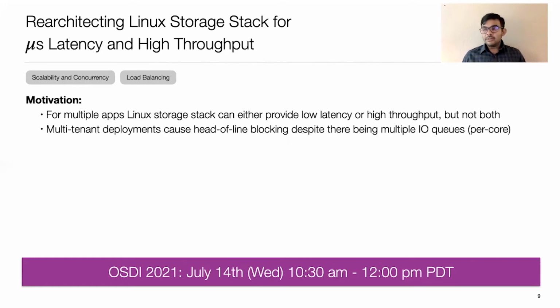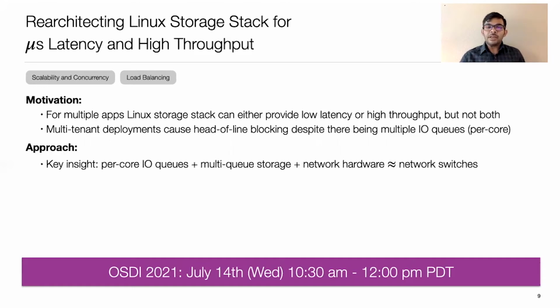Today, in multi-tenant deployments, many a time you see low latency and high throughput apps contending for the same resources, the same file system, the same cores, and so on. And despite there being multiple IO queues in the block layer in the kernel, low latency and high throughput cannot be achieved simultaneously. The key insight by these authors is that the per core IO queues combined with the multi-queue storage layer and the network hardware make the Linux storage stack resemble the architecture of network switches.